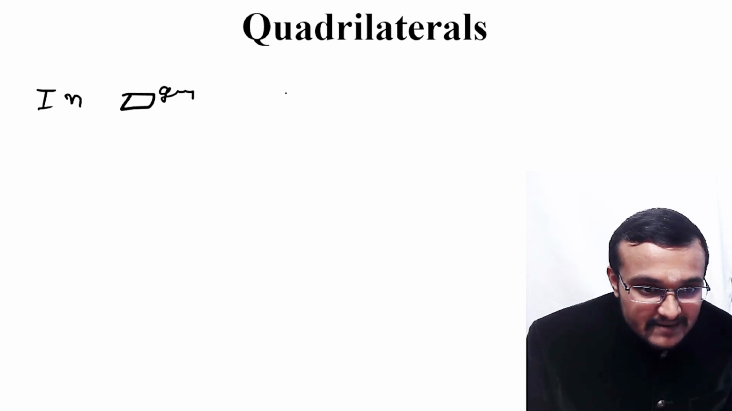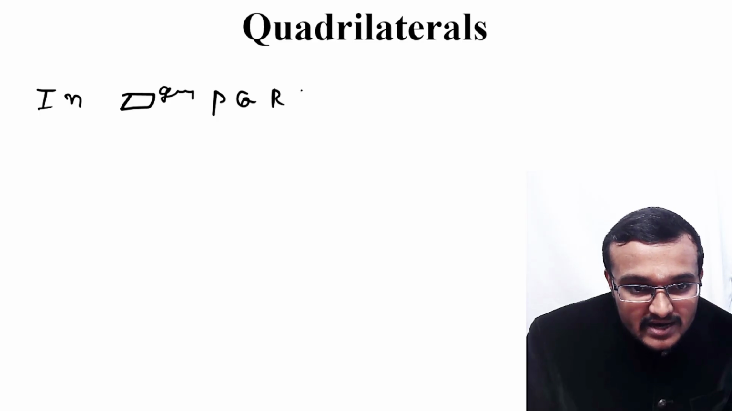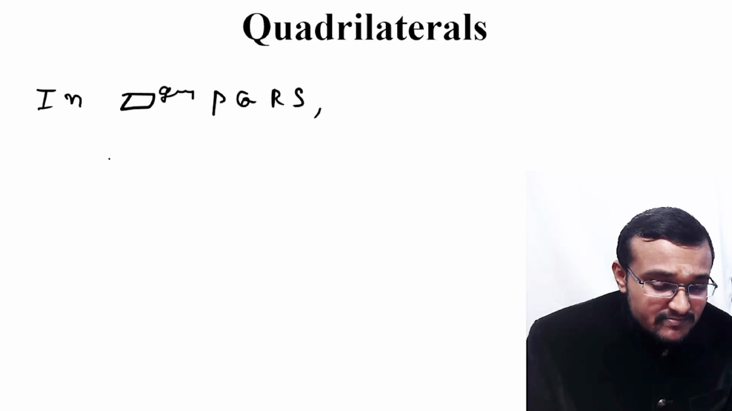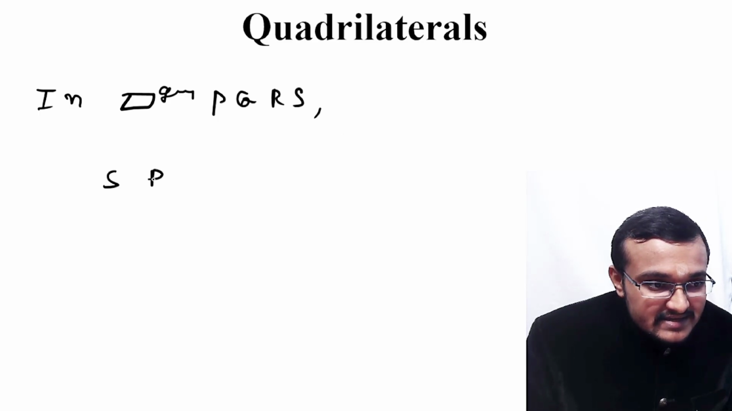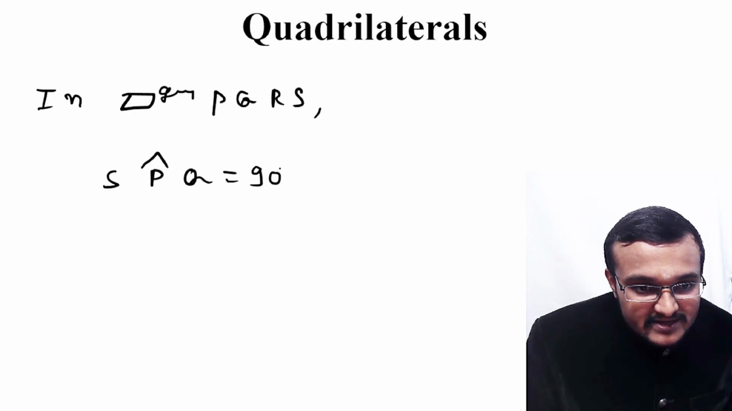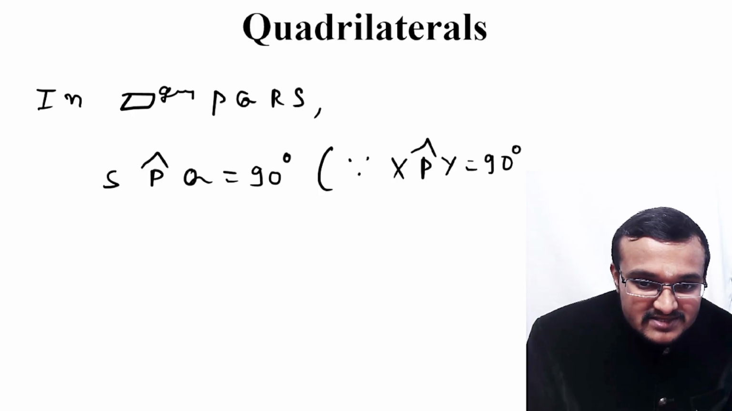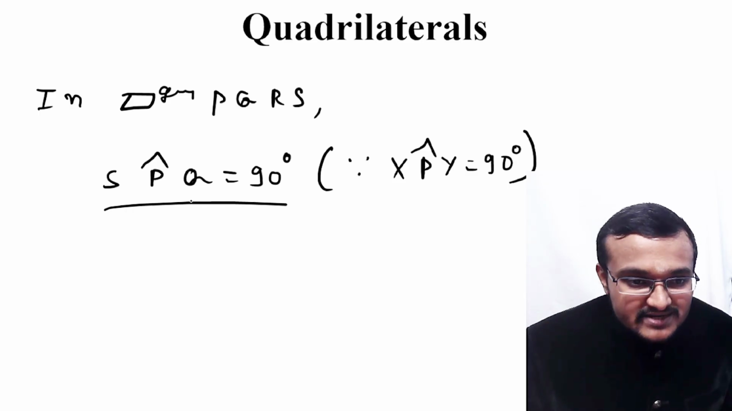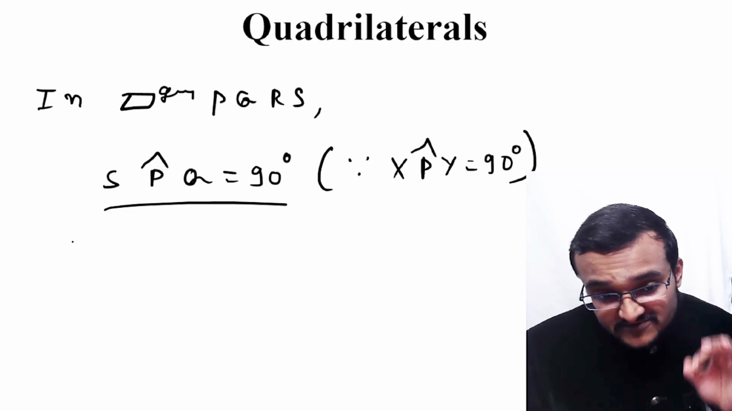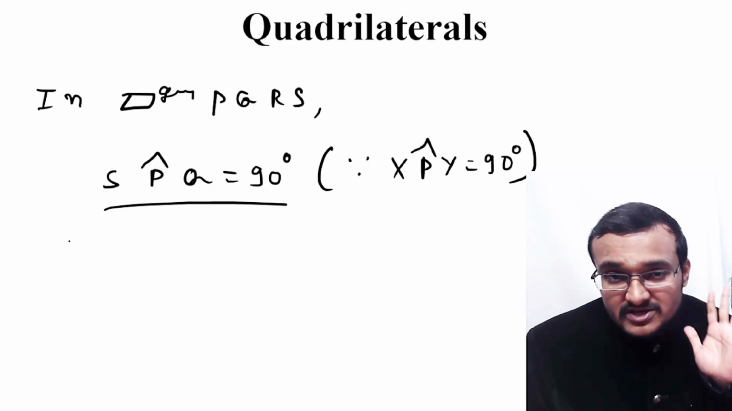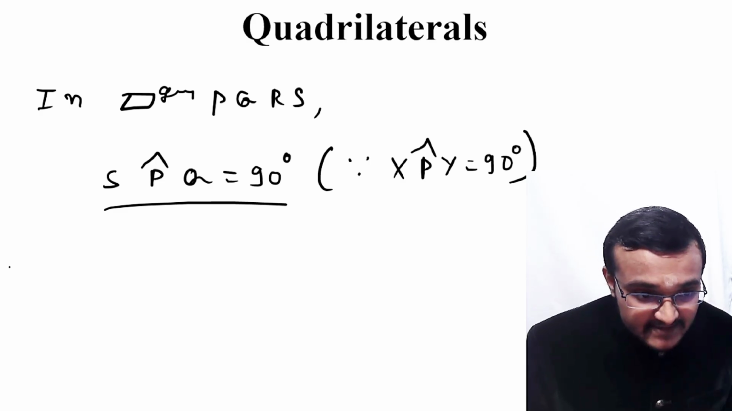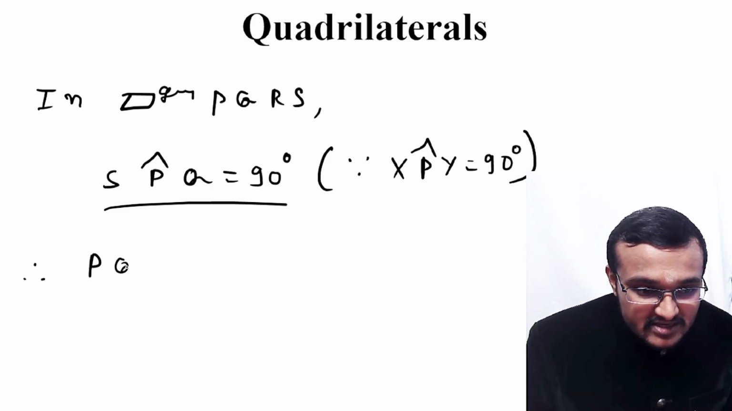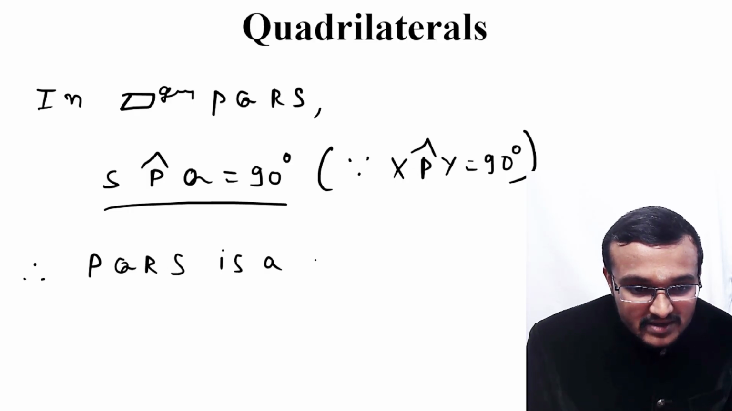So in parallelogram PQRS, SPQ is equal to 90 degree. This is because we have proved that XPY is equal to 90 degree. Since XPY is equal to 90 degree, SPQ is 90 degree. So we have proved that one of the angles in this particular parallelogram is equal to 90 degree, therefore PQRS is a rectangle.